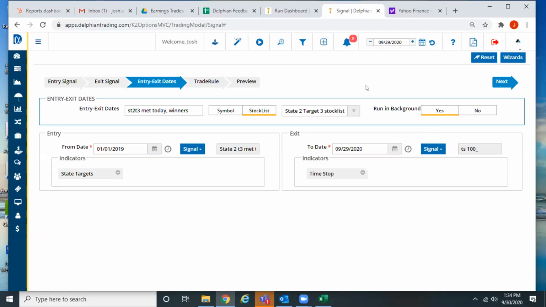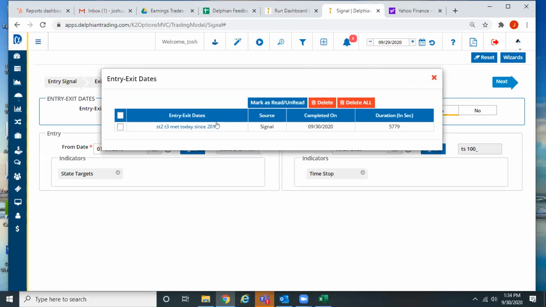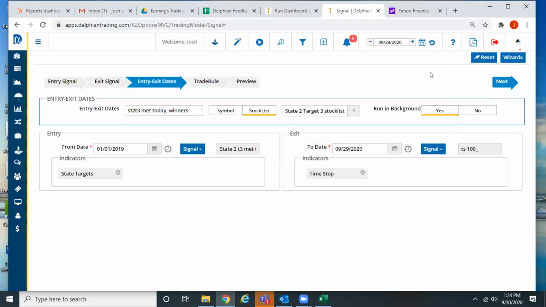All right. So now, instead of the state 2, target 3 met today, I just put in the winners. So now it'll be submitted here. That's the one I already did. That's the big one. Once that's done, it'll come into the entry exit dates, and then we can finish the process. I think you guys are familiar with that, where you have your trade rules where you say long call or bull call, and then you run the backtest.